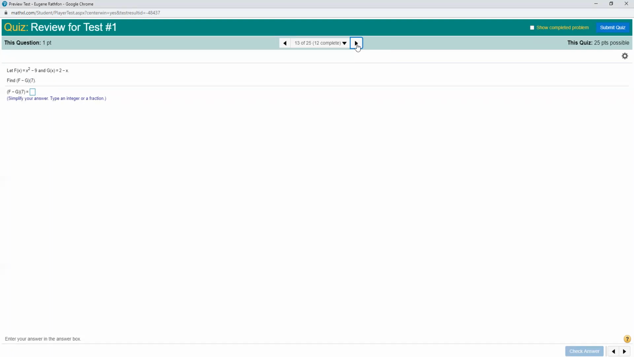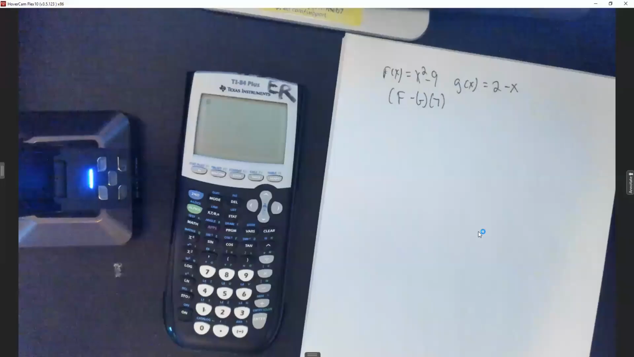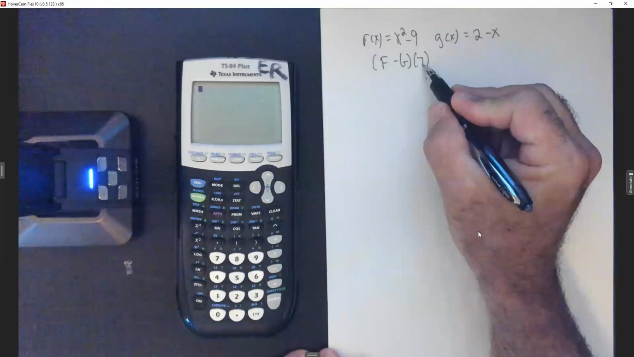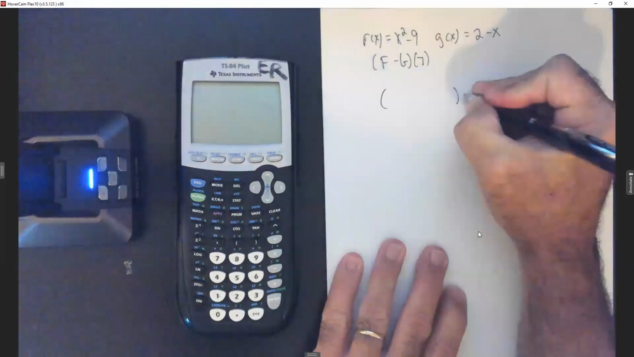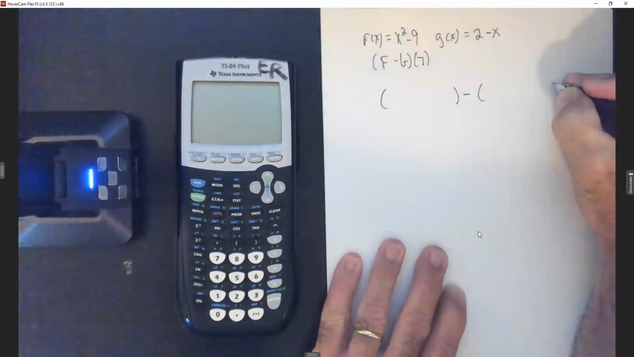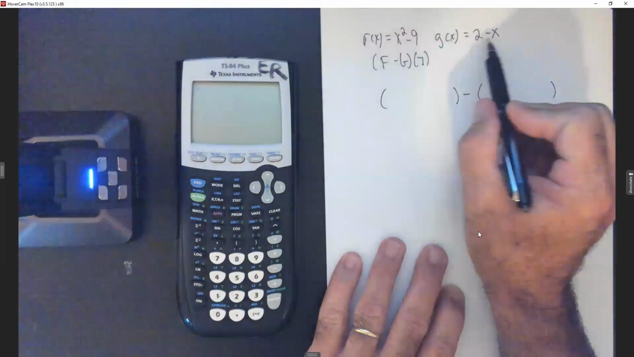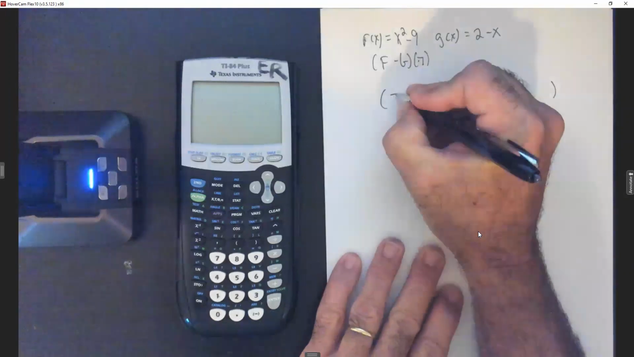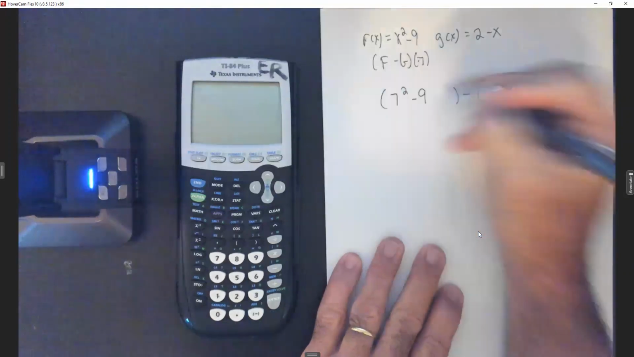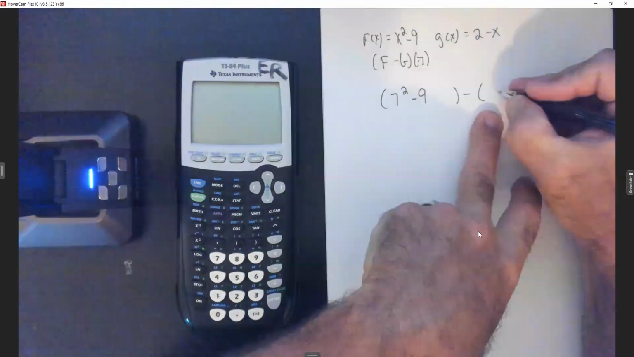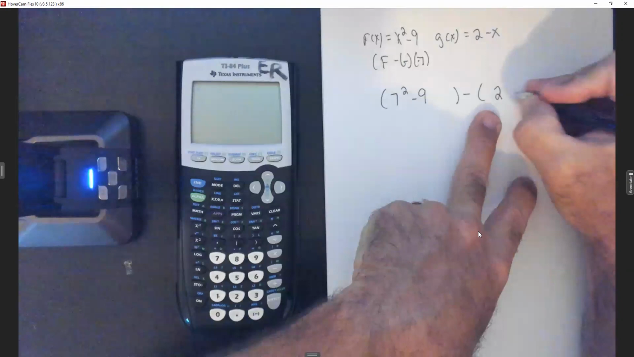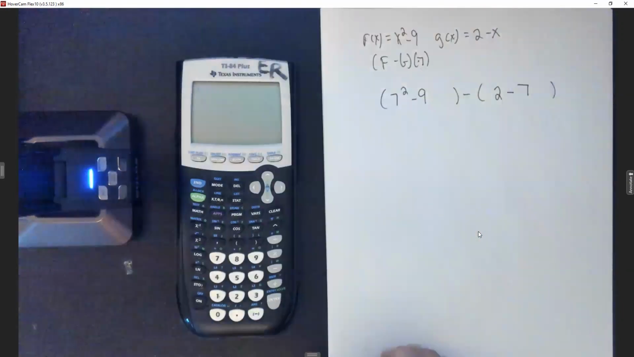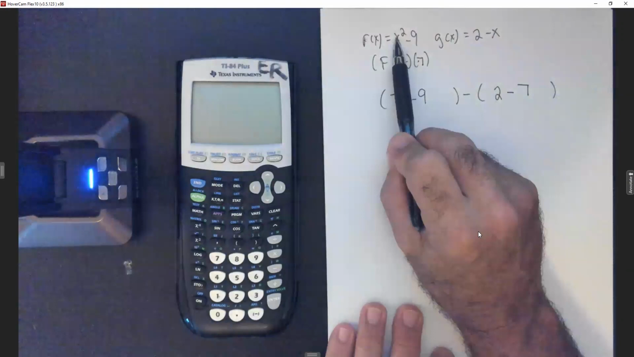So y'all, this one's similar to the last problem, except this time they did give me a number to put into this one. So f minus g of 7 will be my f minus my g, and for every x, I'm going to put a 7. So f was x squared minus 9, that's going to be 7 squared minus 9. That's my f part. Then my g was 2 minus x, well, that'll be 2 minus 7. So we put a 7 in for both x's.